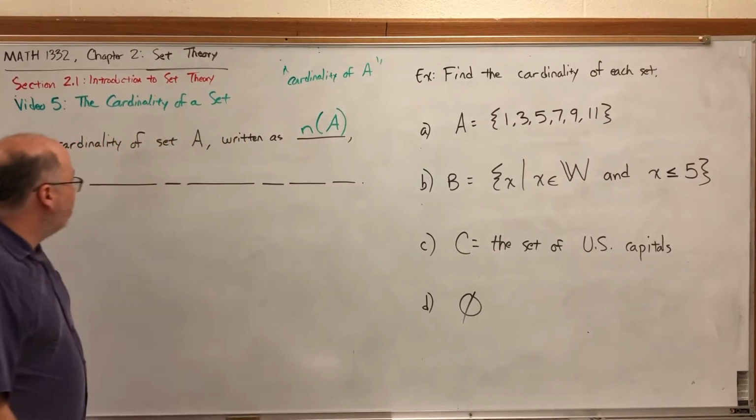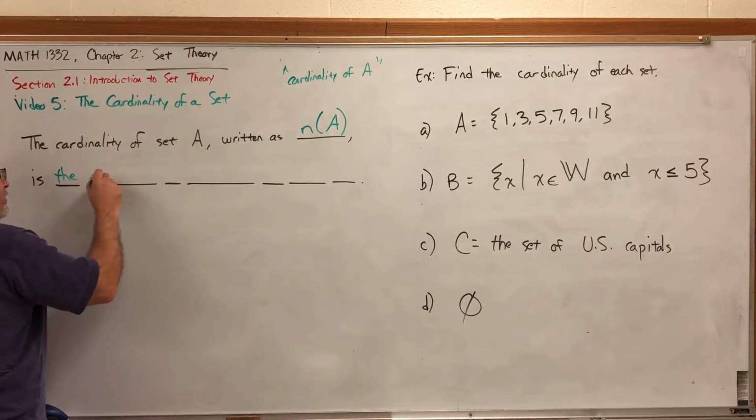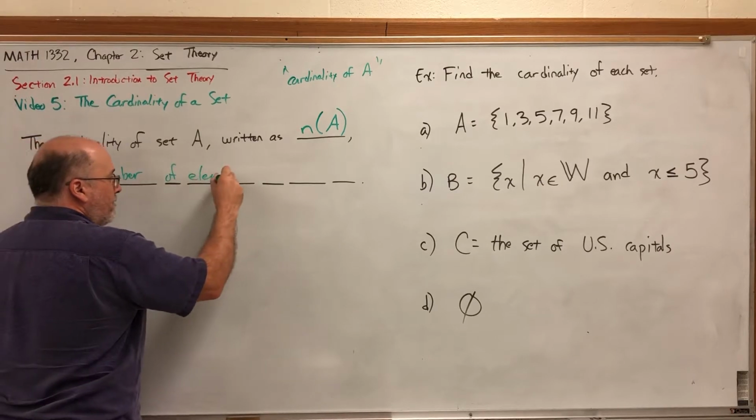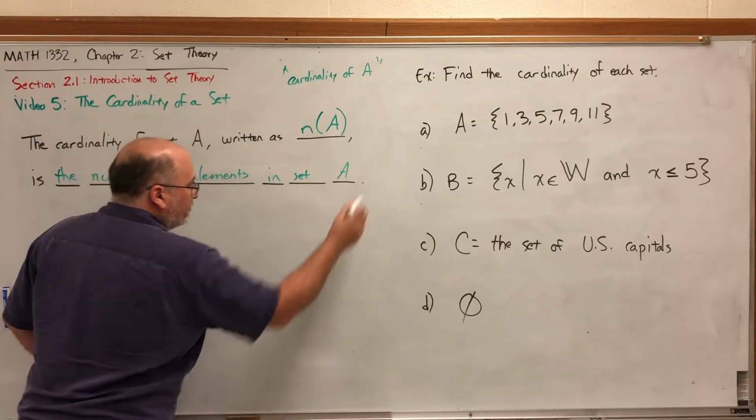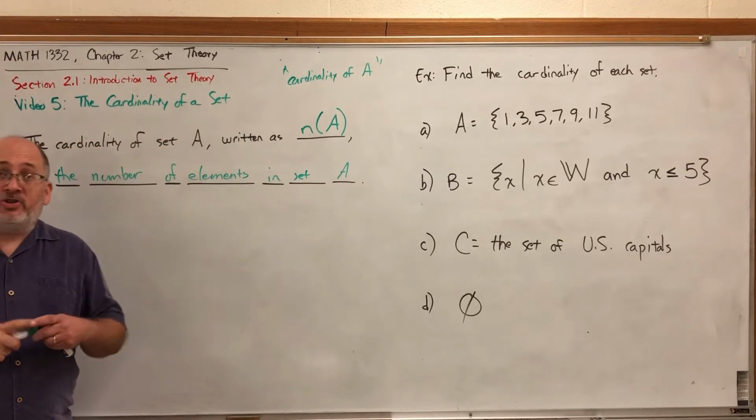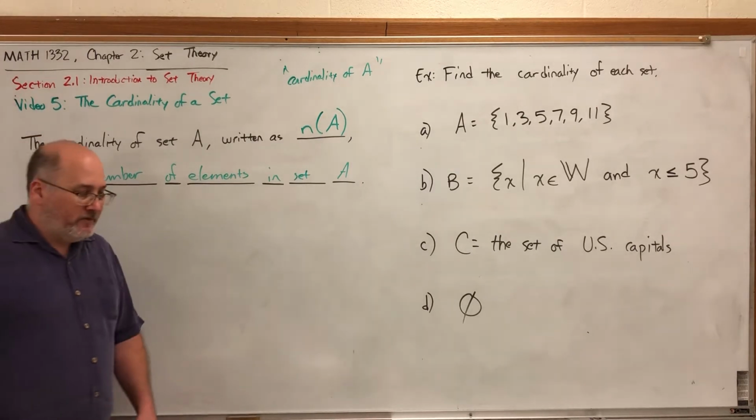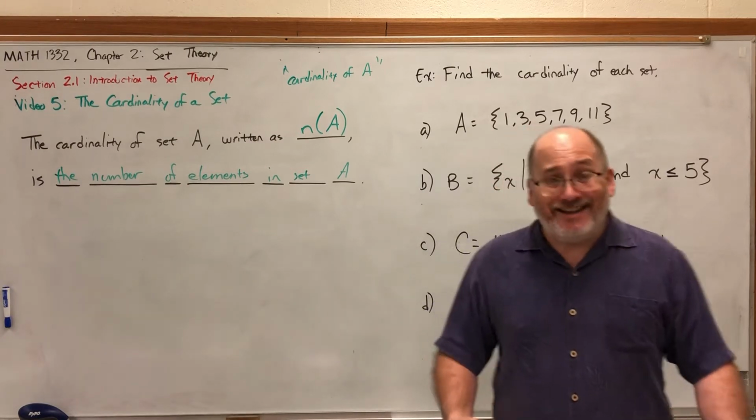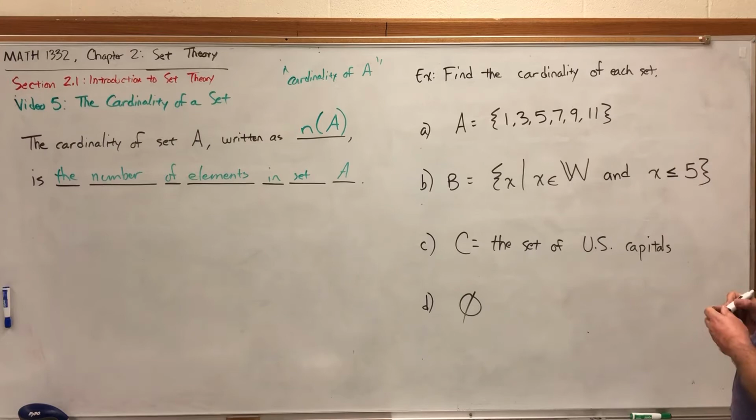The cardinality of set A, written like this, is the number of elements in set A. Think of it as a question: excuse me, set, how many elements do you contain? The answer is the cardinality of that set. You can almost think of it as the size of the set. Some real quick examples. Find the cardinality of each set.